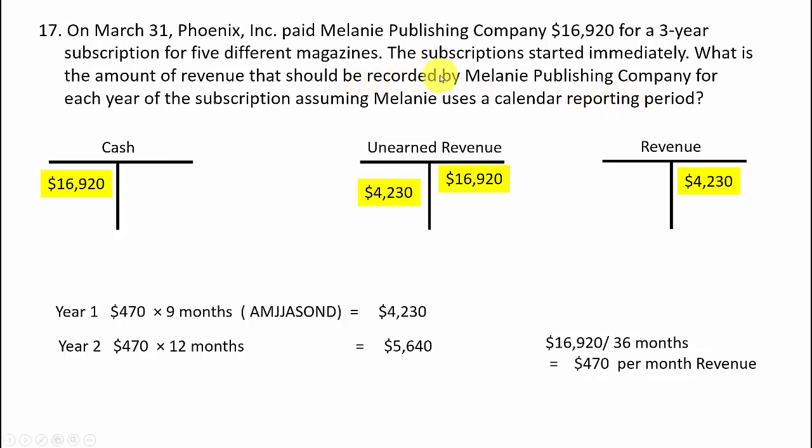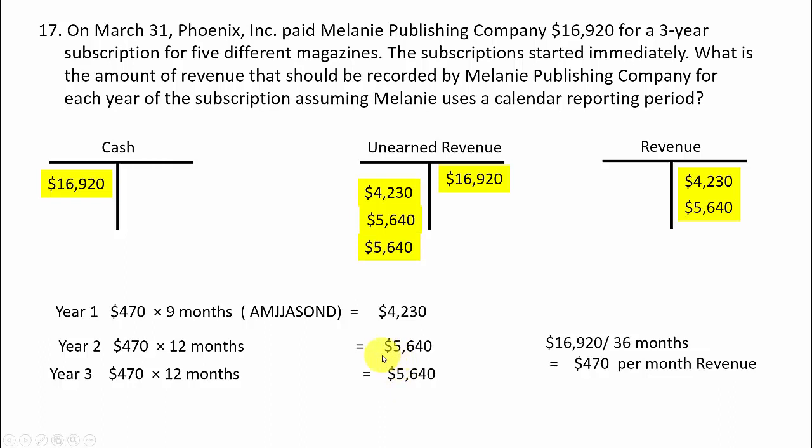And then here's the next year, second year, because they want to know what is the amount of revenue that should be recorded by Melanie for each year of the subscription, assuming we use calendar year reporting. Well, in year 2, we're going to earn all 12 months times 470, which is $5,640, and we'll show that up in the T accounts. Year 3, we're going to earn another 12 months, which is $5,640. So we'll reduce this liability by $5,640 and show revenue of $5,640.